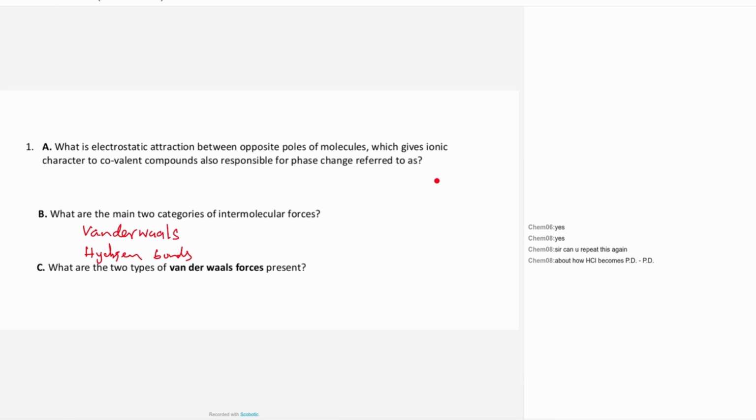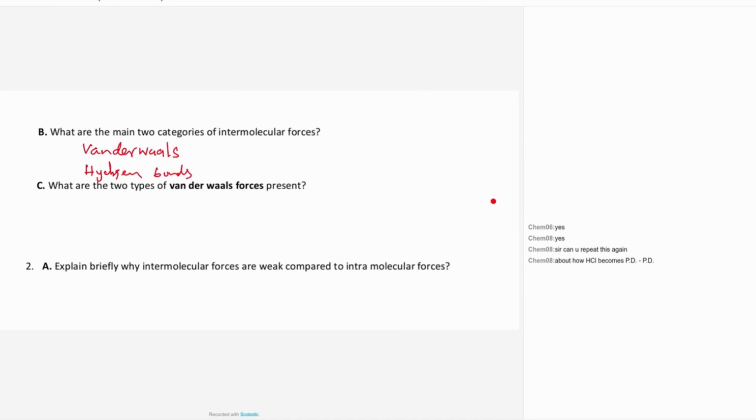The two types of Van der Waals forces present. Let's write the two types. The first type is induced dipole-induced dipole attraction. I'll be explaining shortly what this induced dipole is. The second type is permanent dipole-permanent dipole attraction.